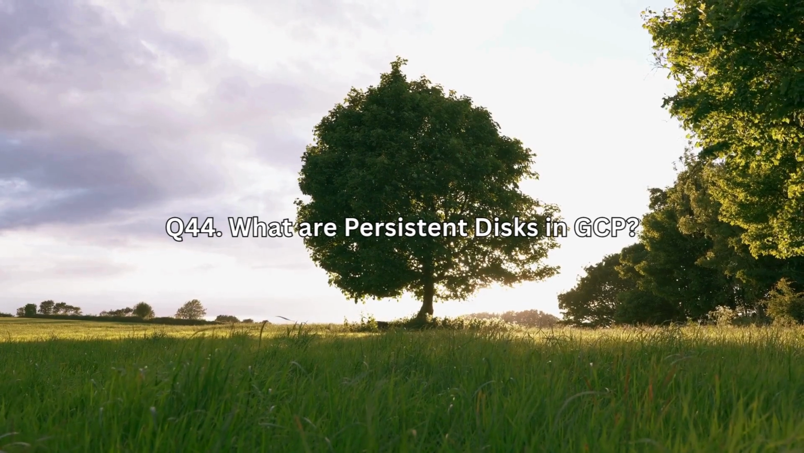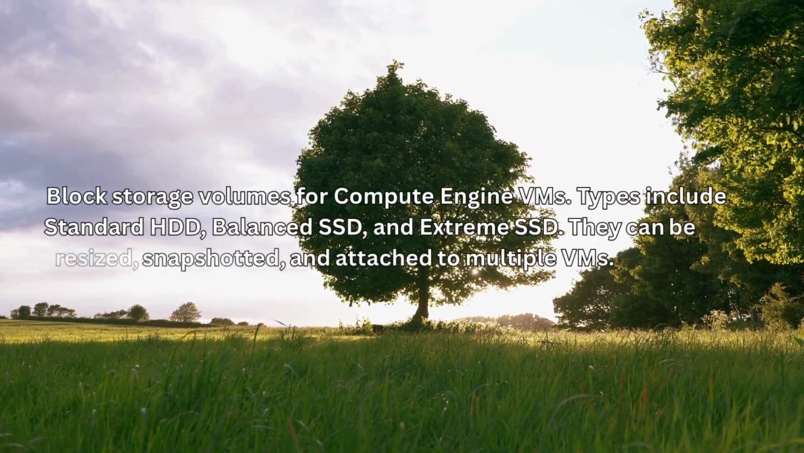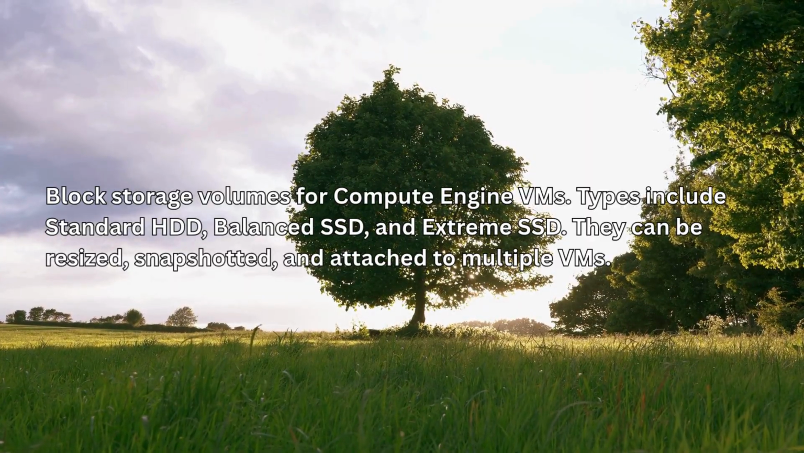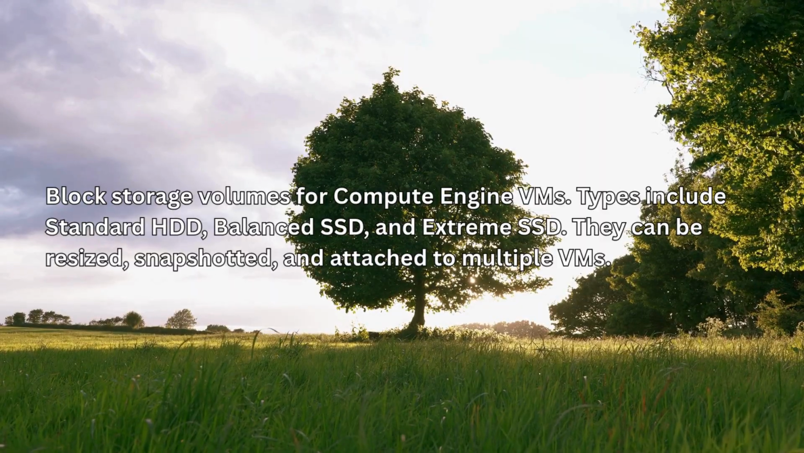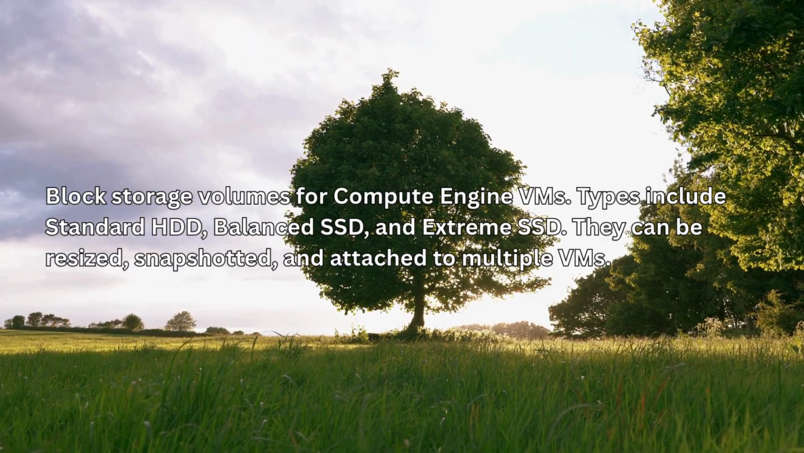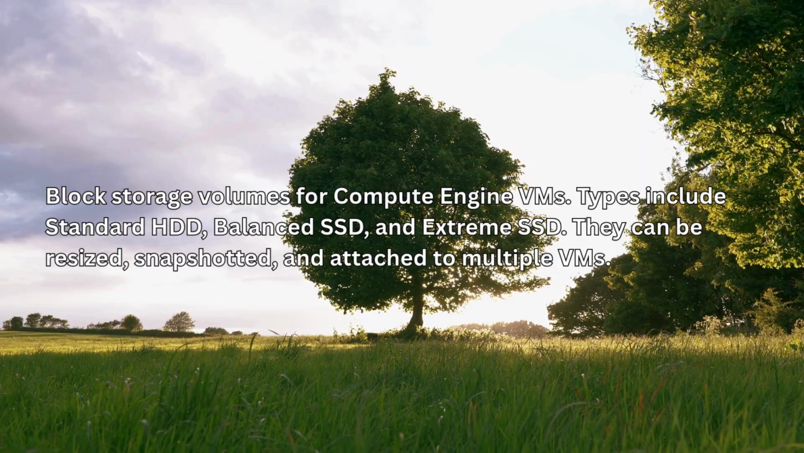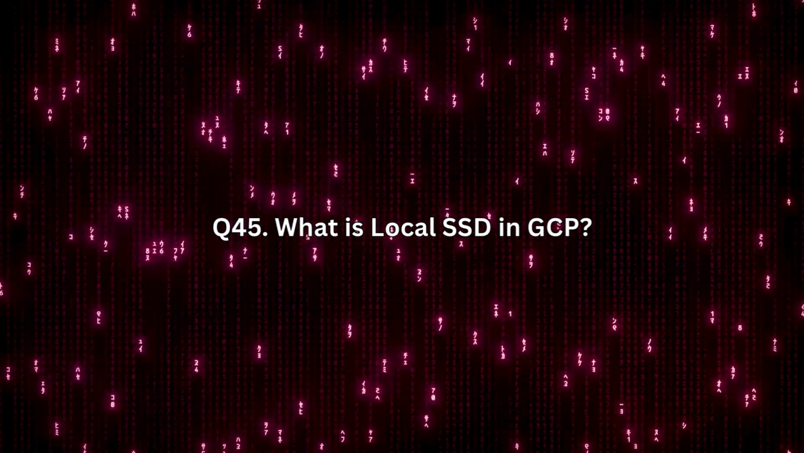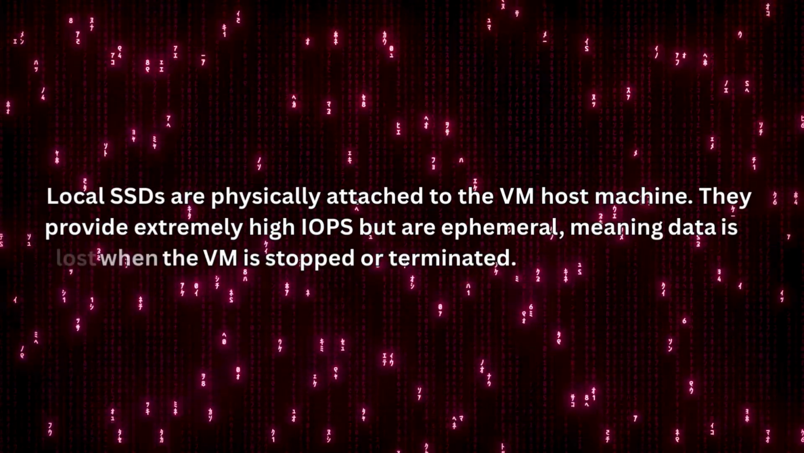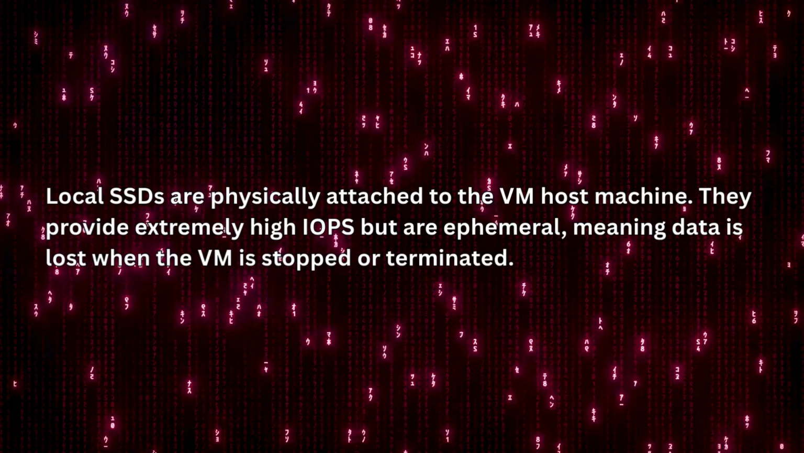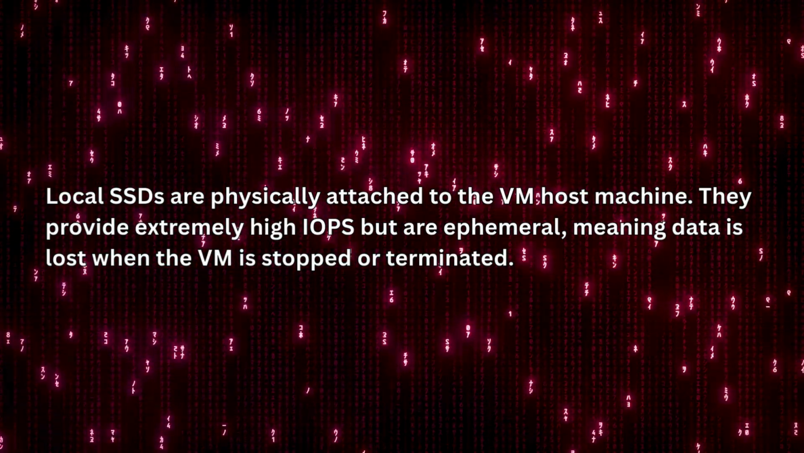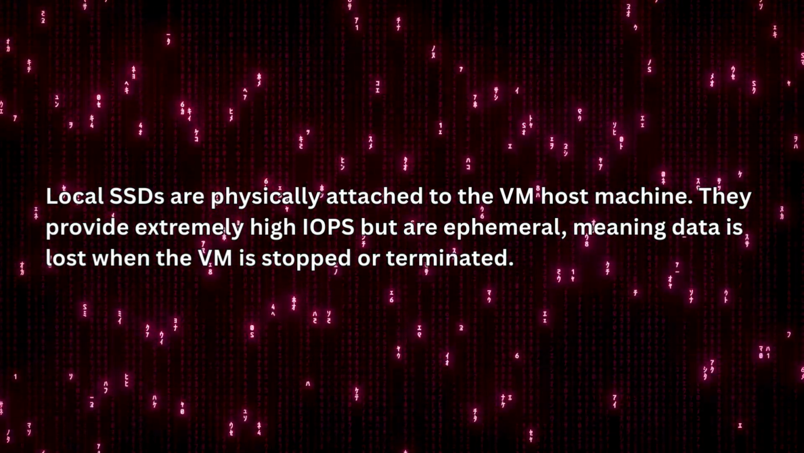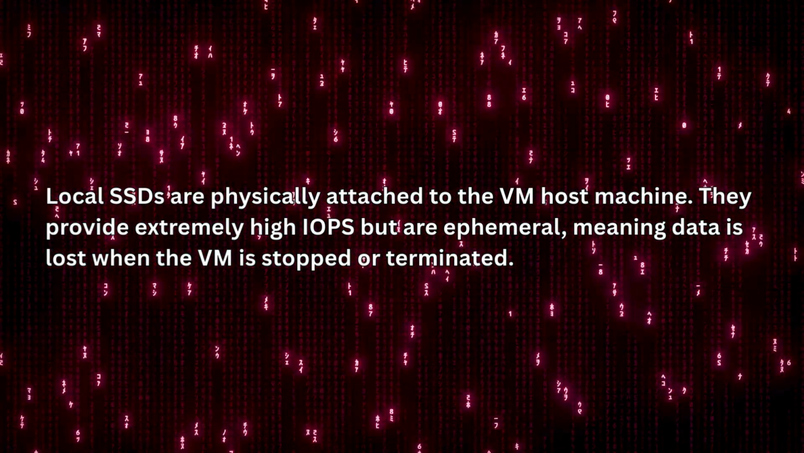What are persistent disks in GCP? Block storage volumes for Compute Engine VMs. Types include standard HDD, balanced SSD, and extreme SSD. They can be resized, snapshotted, and attached to multiple VMs. What is local SSD in GCP? Local SSDs are physically attached to the VM host machine. They provide extremely high IOPS, but are ephemeral, meaning data is lost when the VM is stopped or terminated.